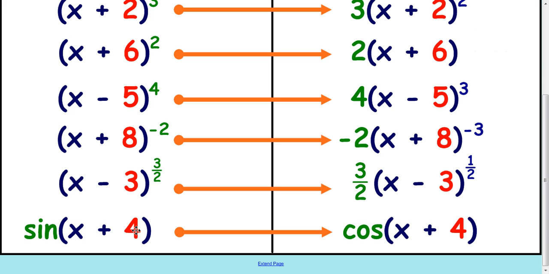When we're doing the trig functions, we have to look at the trig function and we differentiate that. So we differentiate sine and you get cos. So the derivative of sin(x + 4) is cos(x + 4).